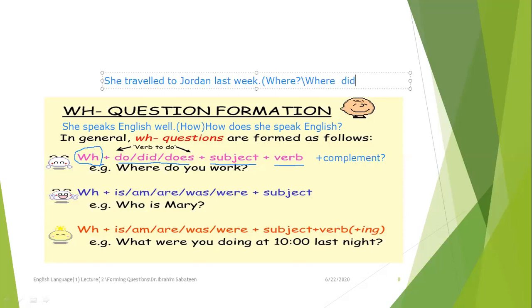Where did. After auxiliary I have to write what? The subject. She. Where did she. بعد ما احط الفاعل لازم احط الفعل وارجعه للجذر الاول، where did she travel. Where did she travel last week. طب واحد one you may ask، ليش ما حطيناش احنا مثلا جوردن؟ لانه my question is about it. My question is about. This is another example. Okay.